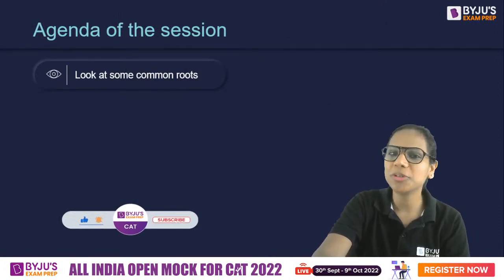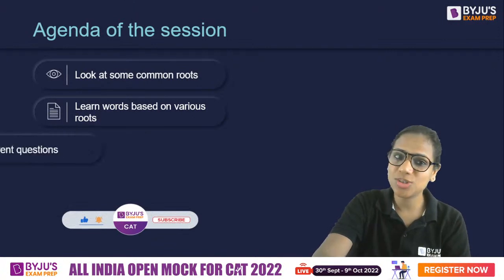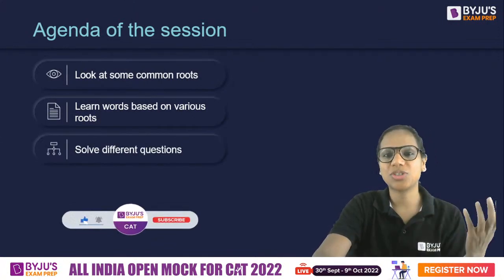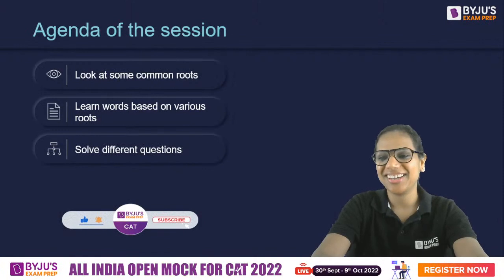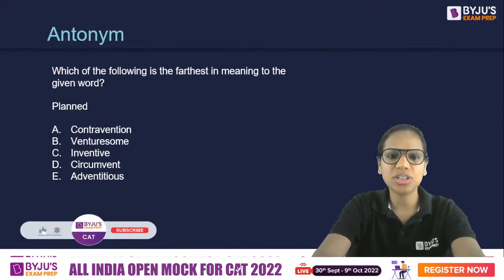So we'll look at some common root words today. As I told you, we'll learn some words based on these roots, and we'll also solve different question types. That's on our agenda. Right. Good. Correct, Apurva. Etymology deals with the origin and derivation of words.